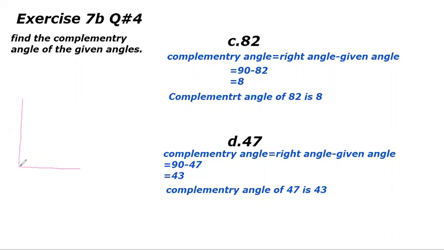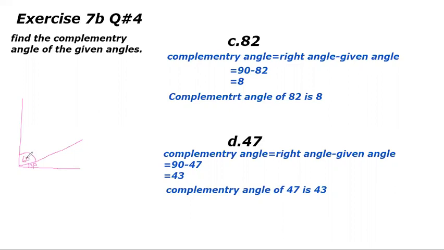Now I divide this 90 degrees into two parts. For example, let's say this angle is 30 degrees. This is the given angle because I am telling you its measurement, and you have to tell the measurement of this other angle. Obviously this angle is 60 degrees. How is it 60 degrees? 90 degrees minus 30 degrees gives us 60 degrees. It means that this angle is 60 degrees.